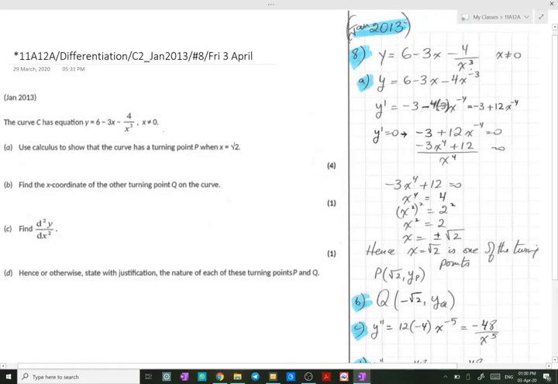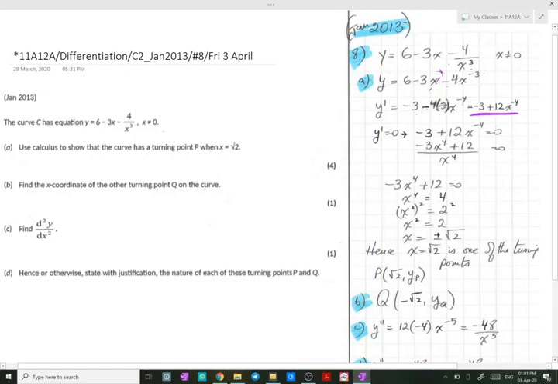Then you multiply, in this case here, 1 times minus 3, then you subtract 1, so the x is not there anymore. Minus 3 times minus 4 is plus 12, and subtract 1 is going to be minus 4. So y prime is this. You set it equal to 0 and you solve for x in this one here.